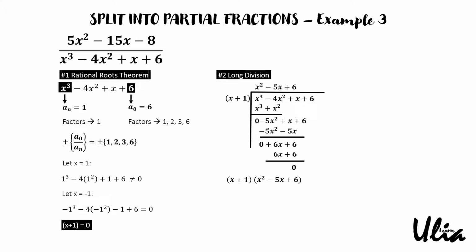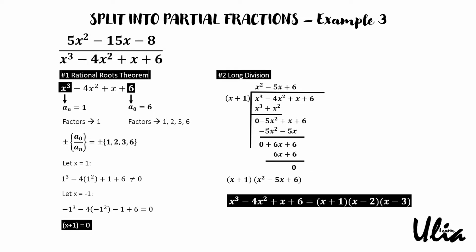Here it's a quadratic function, and it's really easy to find the factors. The factors of x squared minus 5x plus 6 are x minus 2 and x minus 3. So you just found the whole factors for this expression, x cubed minus 4x squared plus x plus 6. That is x plus 1, x minus 2, x minus 3. So there are 3 linear terms.